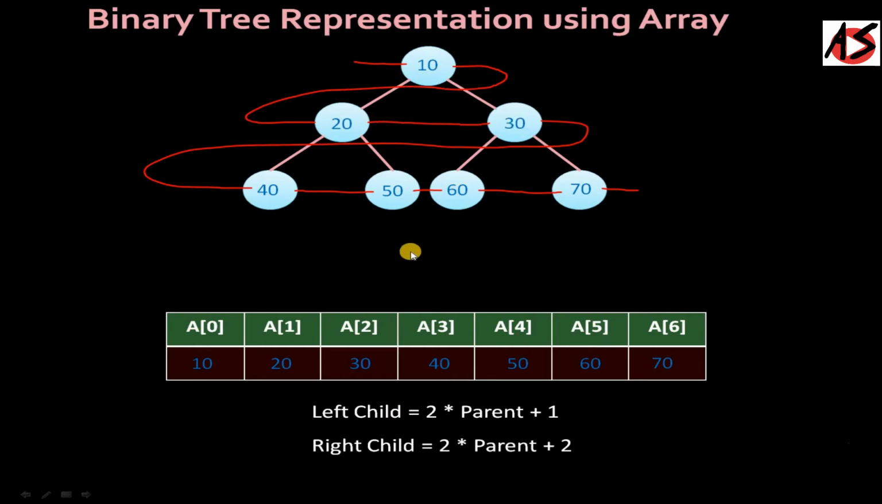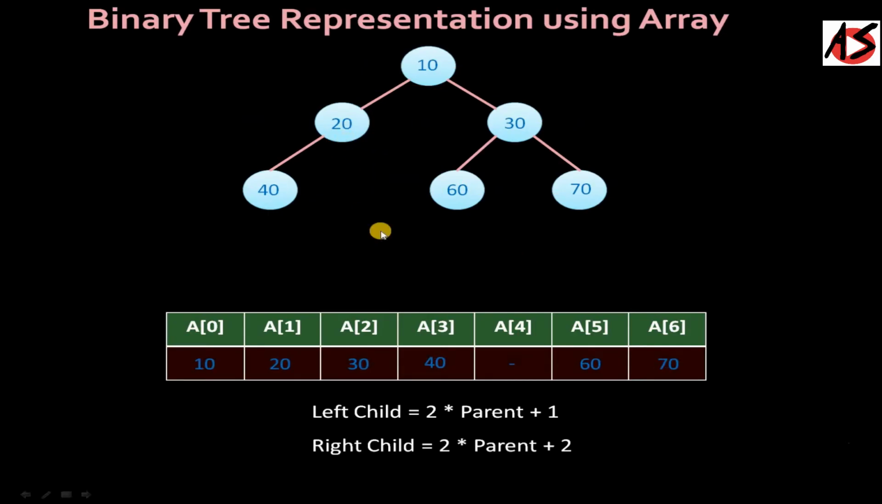If your given binary tree is not complete or full, and you have no node at the right side of an element, you have to keep that index blank. So here you can see index 4, that is the right child of this node, is left blank. Similarly, if there is no right child of element 30, you have to keep index 6 blank.